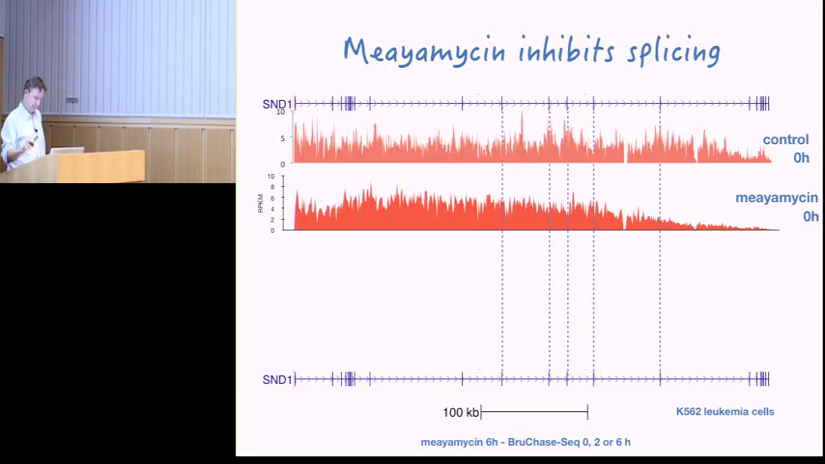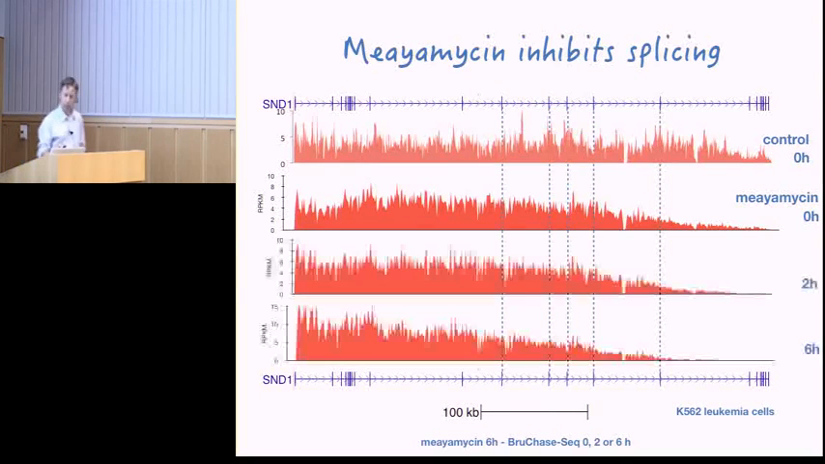Now, if we chase this RNA over time to see if splicing takes place, there's really nothing taking place. So this drug very effectively blocks splicing. You can maybe notice that it seems like these transcripts are being degraded from the end here, and that's something we're currently investigating.